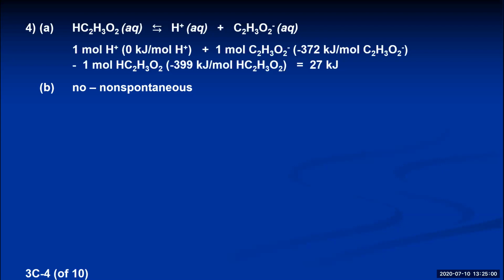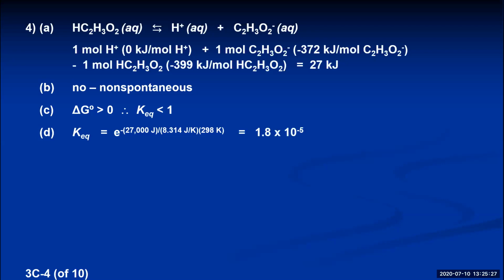C, predict whether the Ka of acetic acid will be greater than 1 or less than 1. Because delta G naught is positive, that means the equilibrium constant has to be less than 1. D, from the standard free energy change of the reaction, calculate the Ka of acetic acid. So that's just an equilibrium constant. We calculate it by going e to the negative delta G naught over RT, just making sure we switch the delta G naught into joules instead of kilojoules. This comes out 1.8 times 10 to the minus 5th.